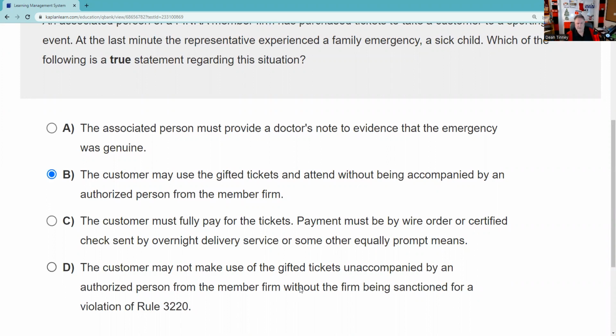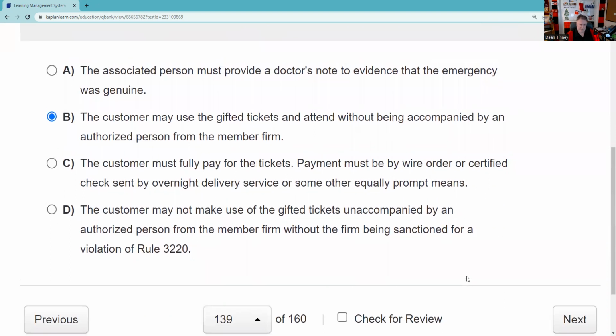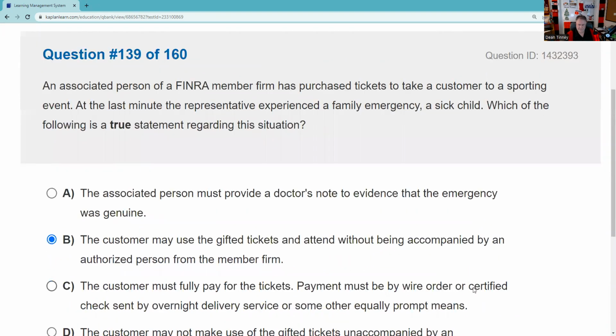So B, the customers pay for the tickets. No. The customer cannot use. No, why compound that? So, we definitely are going to say B. It's an exception, right? Because the context in the scenario is exceptional.